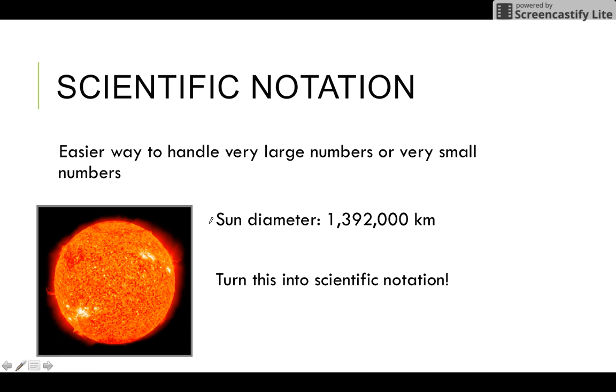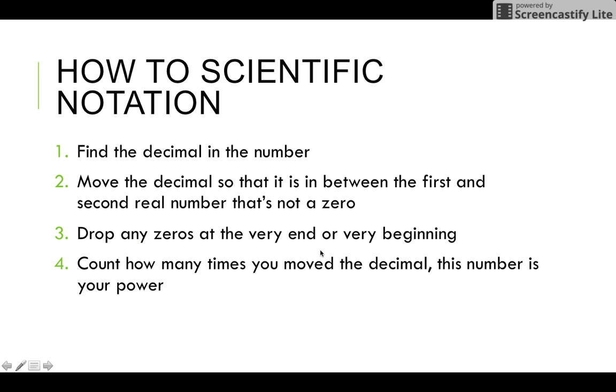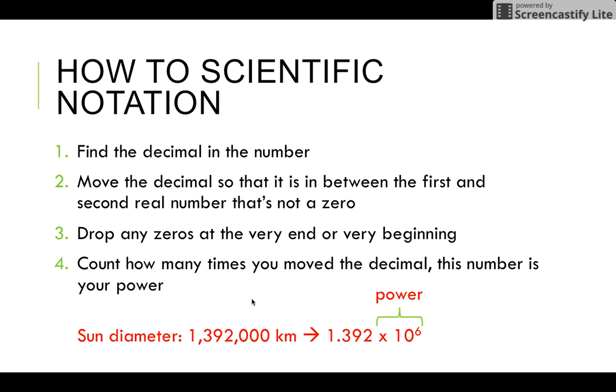All right, so then we go into scientific notation. Hopefully this is already review of what you do know, but this is a way for us to handle very large or very small numbers. The sun's diameter, so going from one side of the sun to the other side of the sun, is 1,392,000 kilometers. Well, it's a big number, so let's put it in scientific notation. The way that we do that is by following the steps on this slide. So we're going to find the decimal in the number. In this number right here, for the sun's diameter, the decimal is right behind the 0.